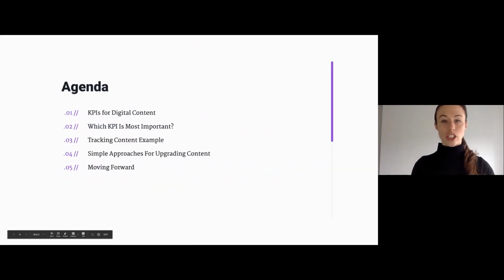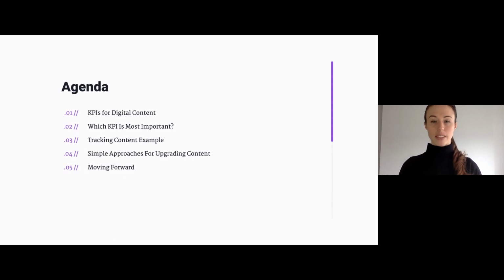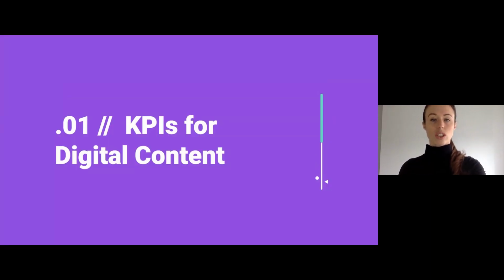This is our agenda. We're going to go over some KPIs. We're going to talk about which KPI is most important to pay attention to, walk through an example of tracking content, learn some simple approaches for upgrading the content, and then cut it there and talk about moving forward from where we're at in this bootcamp now. So let's talk about KPIs for digital content.